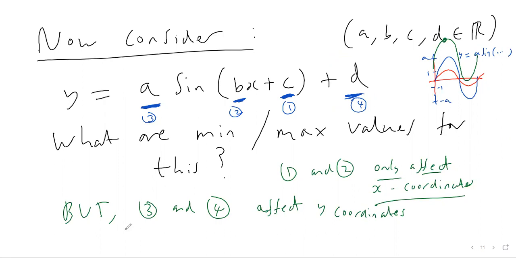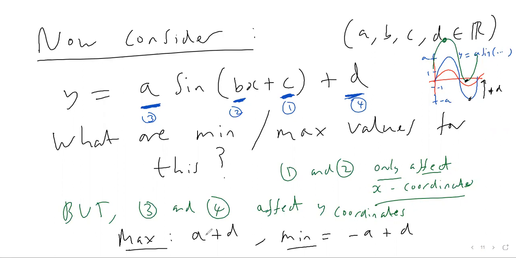So therefore the maximum for this graph is going to be a plus d, but the minimum is going to be minus a plus d, because when we stretch it by a factor of a, the minimum was minus a, but now you're going to add d to that, so you're going to add d upwards, or it could be downwards if d is a negative value, of course. You're now going to get a new minimum point here at minus a plus d. So your minimum is minus a plus d, your maximum is now a plus d.